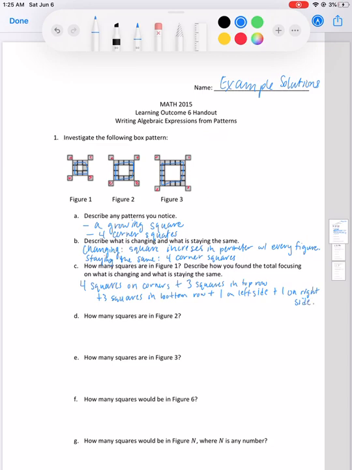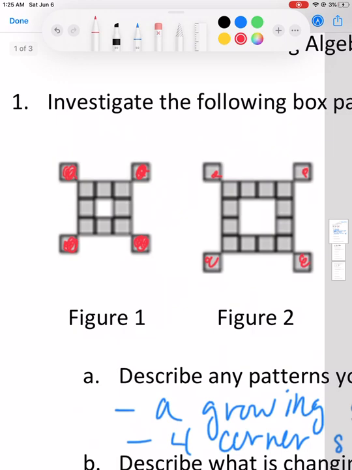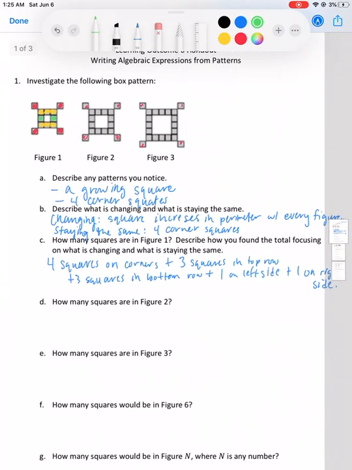Okay, so we're counting them up. We've divided up the squares in this way. So we have our 4 corners. Those are in red here. I'm going to zoom in here. We have 3 in the top row, 3 in the bottom row. So I'm counting them that way. Then we have 1 on the sides, so 1 on each of the sides. Okay. So 4 squares in the corner are red. 3 squares in the top row is yellow. And the bottom row is yellow. And 1 on the left side and 1 on the right side. Okay. So that's how I'm counting these squares in my figure.